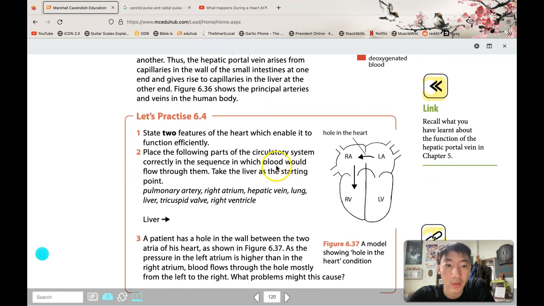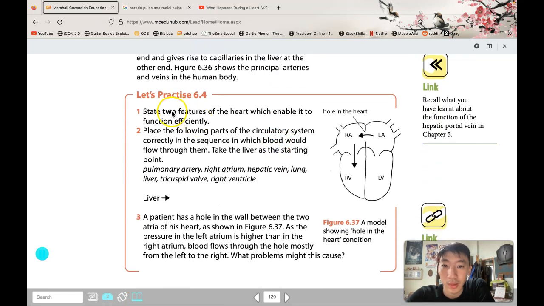Okay, alright, let's do some quick practice. State two features of the heart which enable it to function efficiently. Okay, so we've got to talk about the thickness of the muscles on the left versus the right. Then talk about the valves, etc. Next: place the following parts in the circulatory system correctly in the sequence in which blood will flow through them. Take the liver as a starting point.